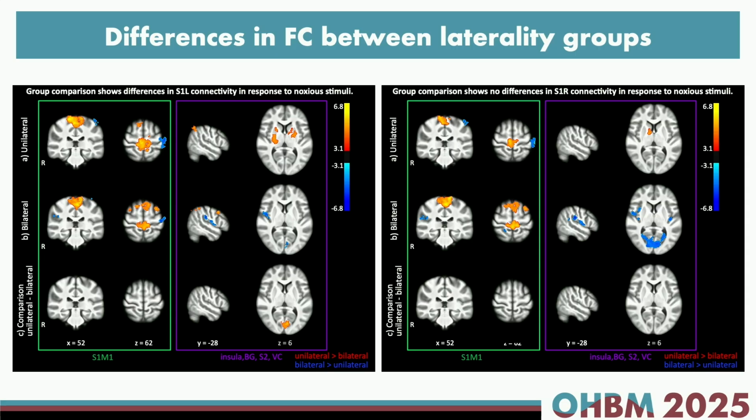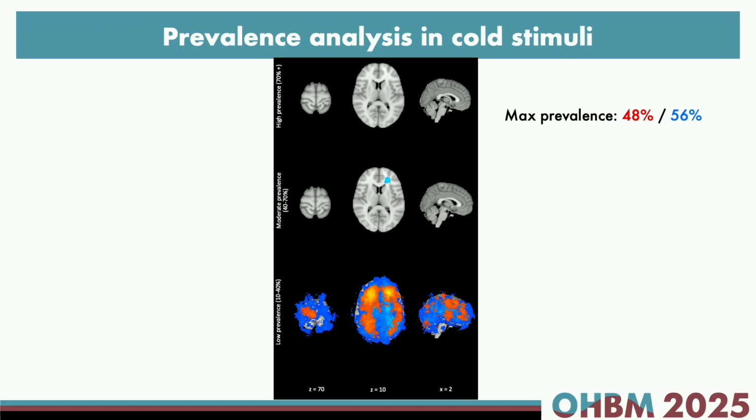But let's go back a little bit to prevalence analysis. As I mentioned before, we had two other modalities. We also used cold and auditory stimuli. So after looking at everything in the heat, we wanted to see what was happening in those modalities as well. So first I ran the prevalence analysis in the cold stimulation. And as you can see here, the picture is very different from what we saw in the heat analysis.